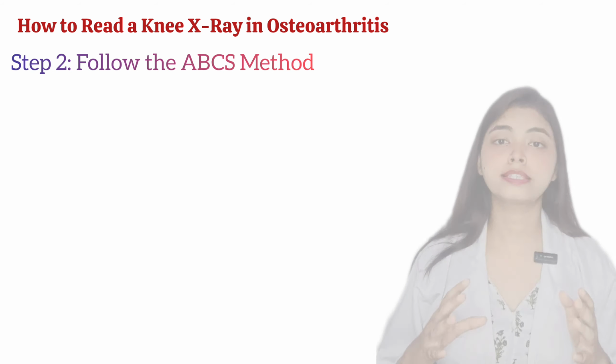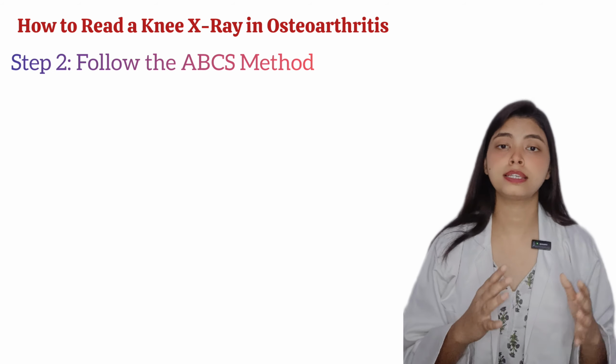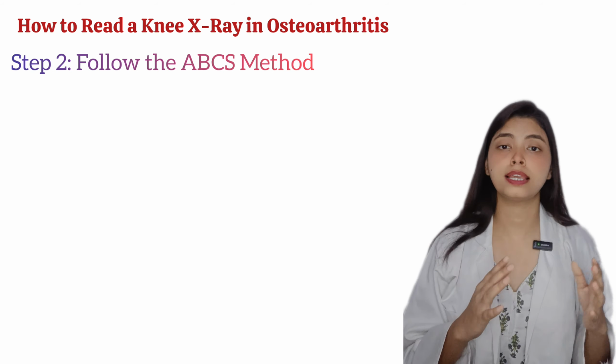Is that clear? Step 2 is follow the ABCS method, where A stands for alignment, B for bone, C for cartilage, and S for soft tissue. Now in the alignment, you check the alignment of the femur and the tibia, and also the centralization of the patella in a normal x-ray. But in case of knee osteoarthritis, slight varus or valgus changes are found due to compartmental collapse, and that is mostly seen in the medial compartment.